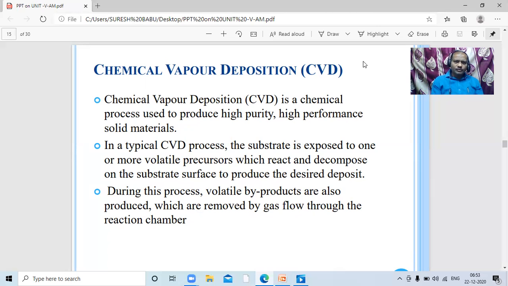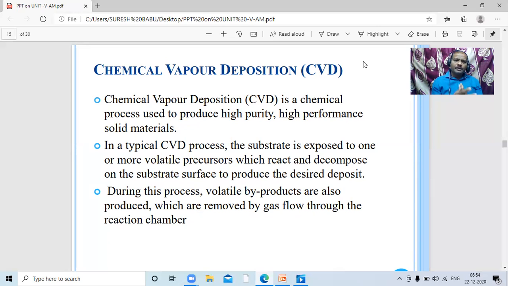So this is about chemical vapor deposition. How is it done? There are two methods. One is that it is exposed to a volatile precursor so that those elements come in contact with this one, and these are induced into the substrate, thereby the metal forms a high purity and high performance deposit to do that function.